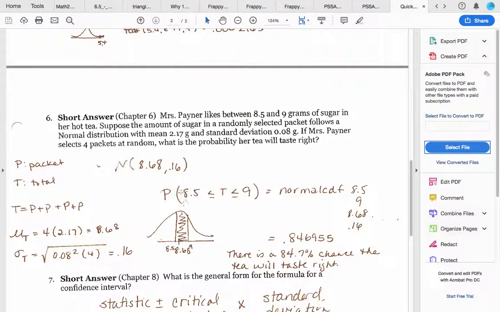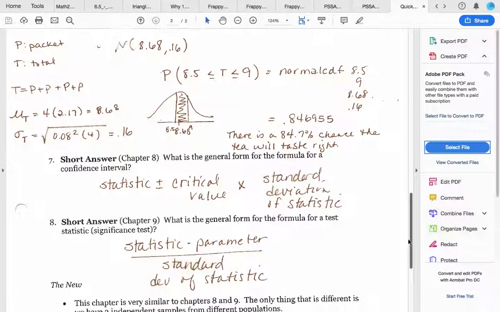So that's 0.16. So then the probability that my total amount of sugar is between 8.5 and 9 follows a normal distribution because each of the original packets were normally distributed with this mean, this standard deviation. So we can use normal CDF. So there's a 84.7% chance the tea will taste okay.